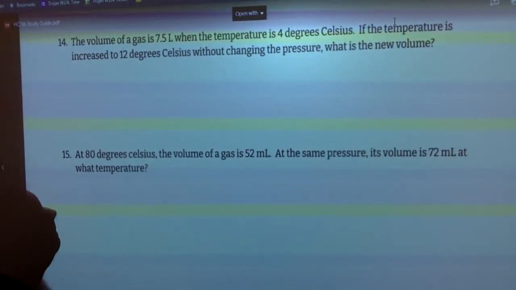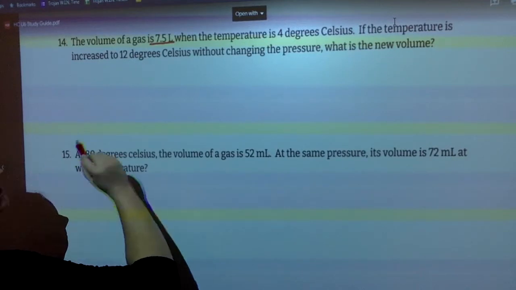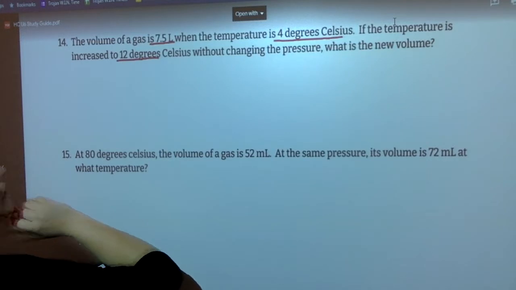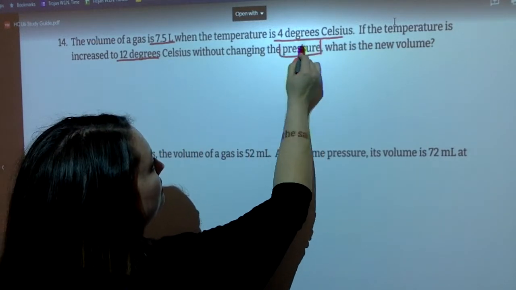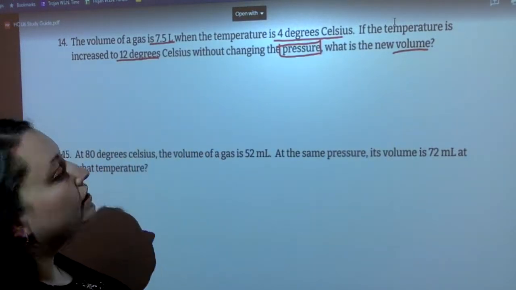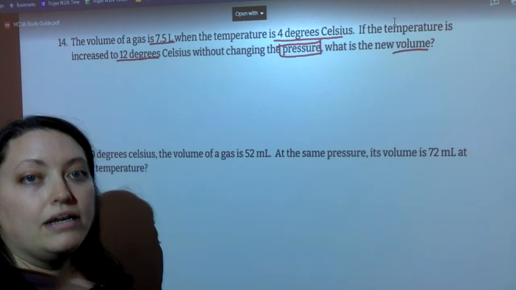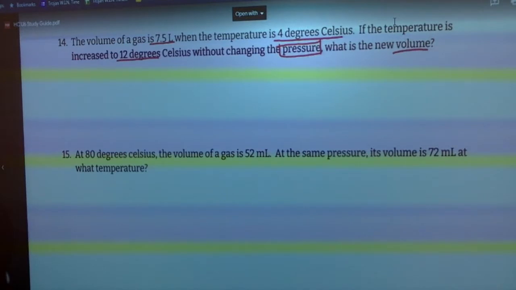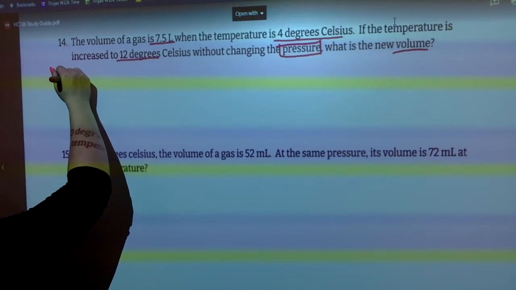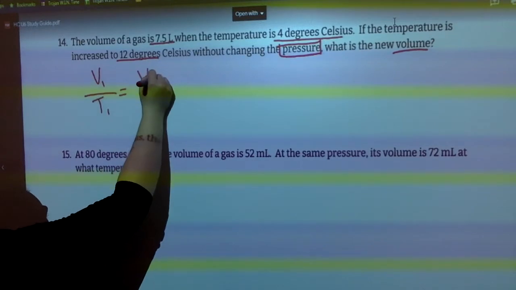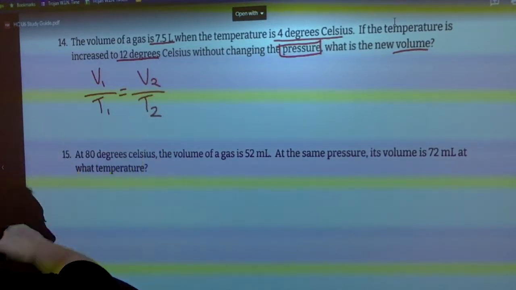So if the volume of gas is 7.5 liters and the temperature is 4 degrees Celsius, if the temperature increases to 12 degrees, we're not changing pressure. Okay, so that's the one thing that's left out. What is the new volume? So since pressure is going to stay constant, we're going to use Charles' law. That's volume and temperature. So we're going to have volume 1 over temperature 1 equal to volume 2 over temperature 2.